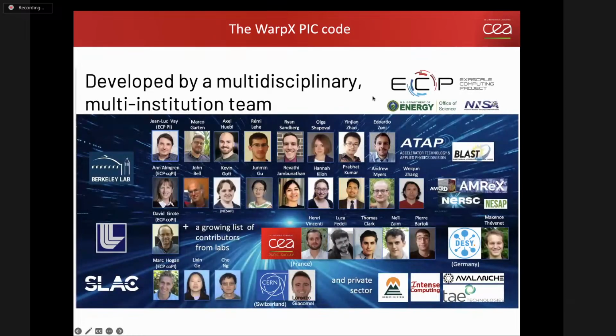So WARPEX, as I mentioned, is developed by a multidisciplinary, multi-institution team. It is primarily developed by Berkeley Lab through the Exascale Computing Project. The PI there is Jean-Luc Vay, our main collaborator. And at CEA, we have been a core developer of WARPEX since its beginning, on the optimization of the code, on the development of new numerical methods, especially tailored to our physical applications, so plasma mirrors and laser plasma accelerators.